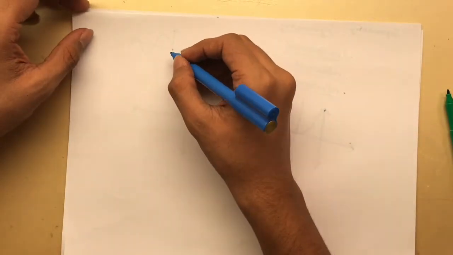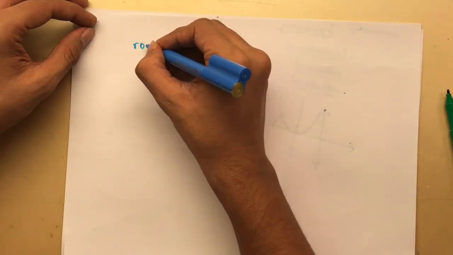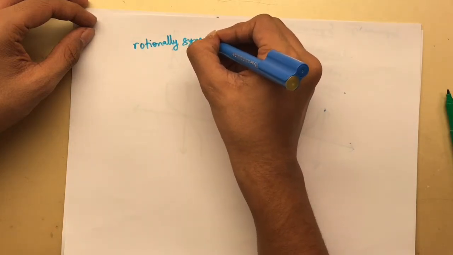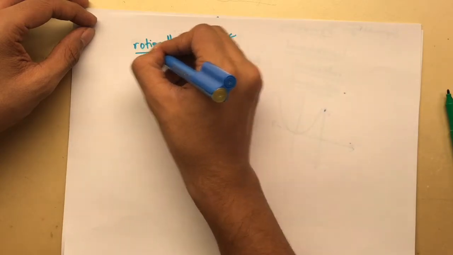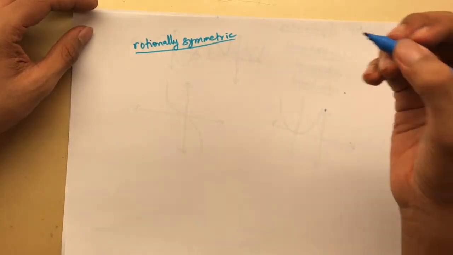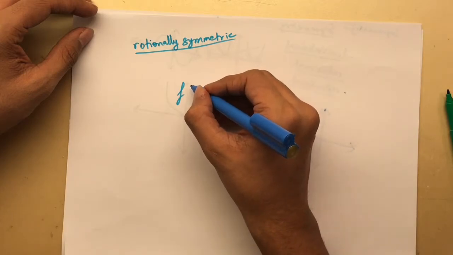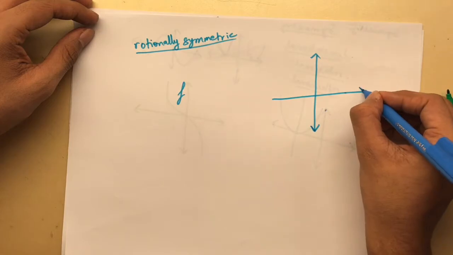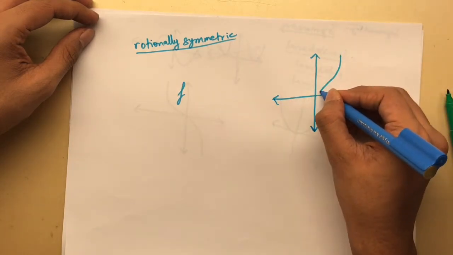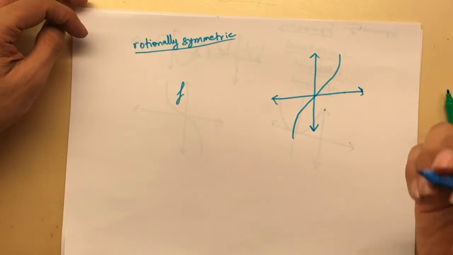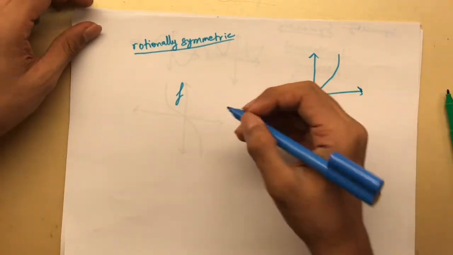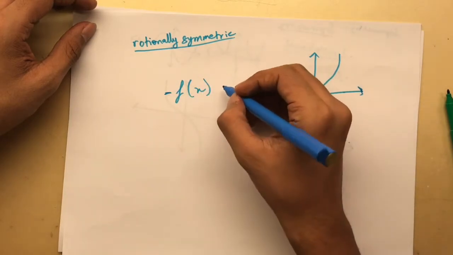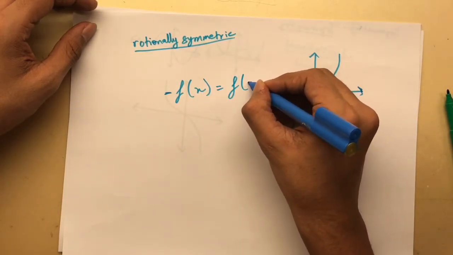characteristics, and one would be if it's rotationally symmetric around the origin. To see if it's rotationally symmetric around the origin, it would be something like the x cube function in this case, right? And we would see in that case that the negative of f of x is equal to f of negative x.